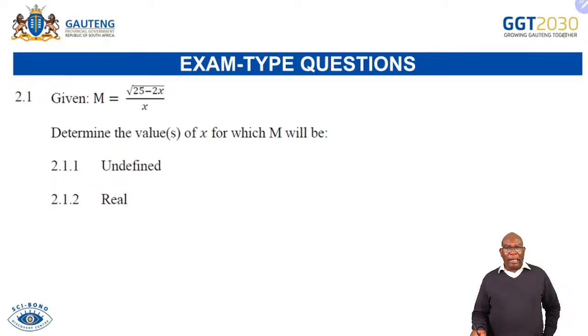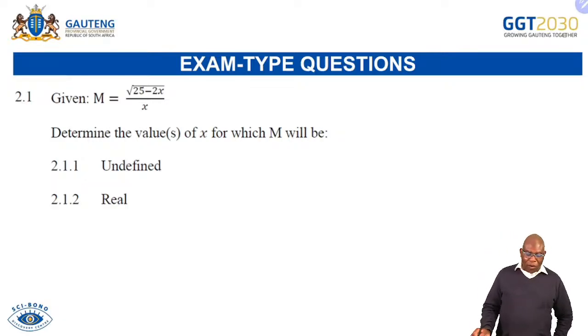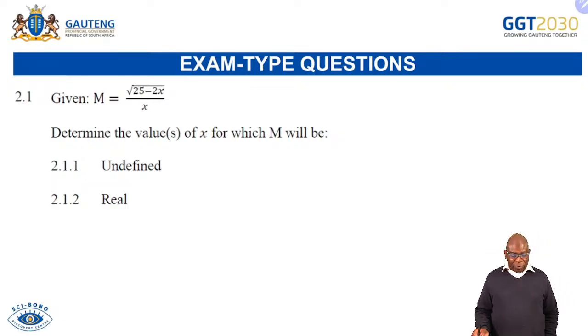Right, another one where we talk undefined and real, and mostly the question comes in this way. So we must also understand this part. The other one was 15 over, and this one now has a square root. I know the square root gives you a lot of problems, but after today you must go and practice it. Let's look at how we do it.